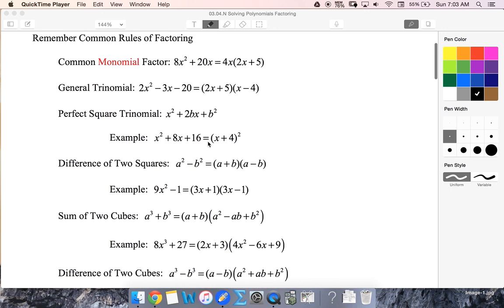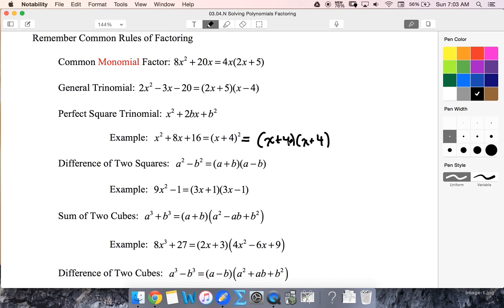Notice though, if I have a binomial being squared, when I expand that, I don't end up with plus minus. This means this whole quantity squared, x plus 4, x plus 4. Not plus minus is a mistake I see a lot.